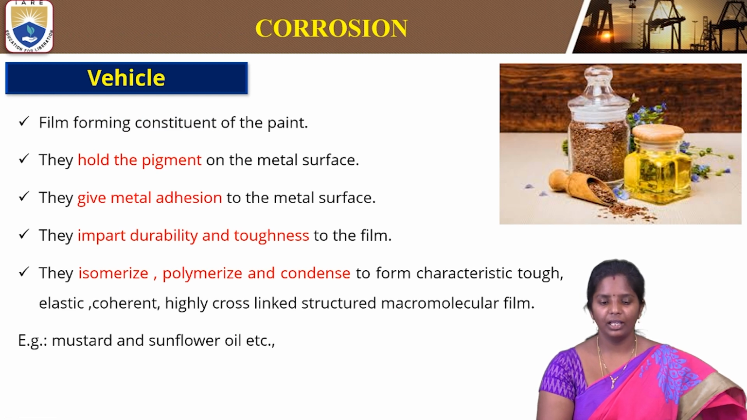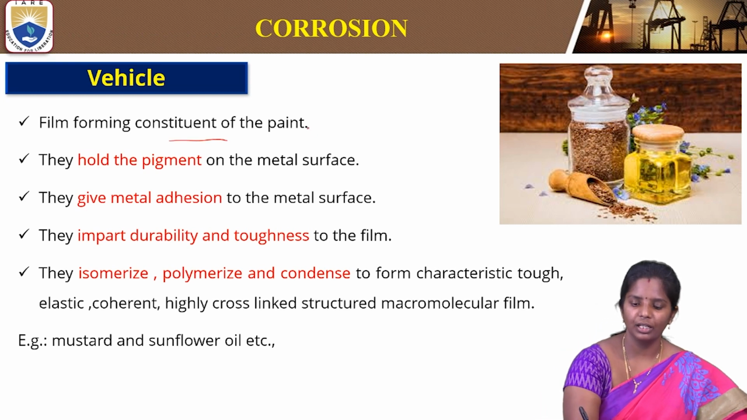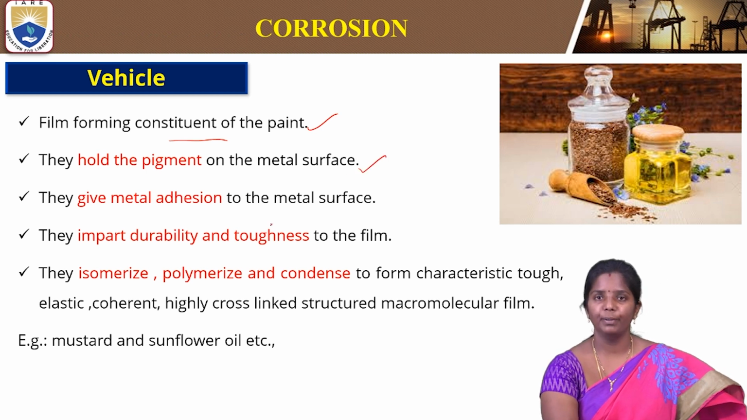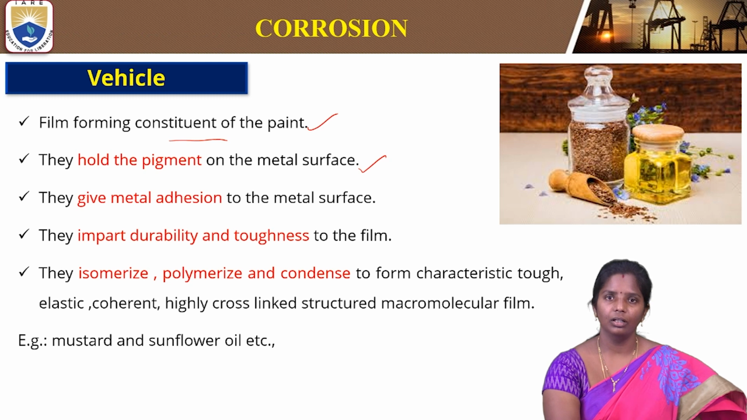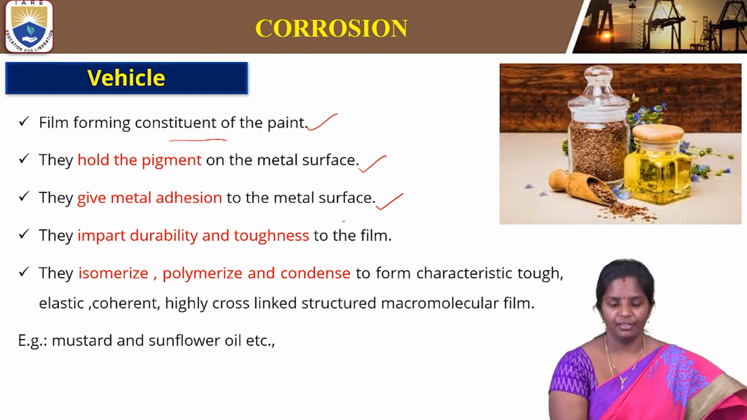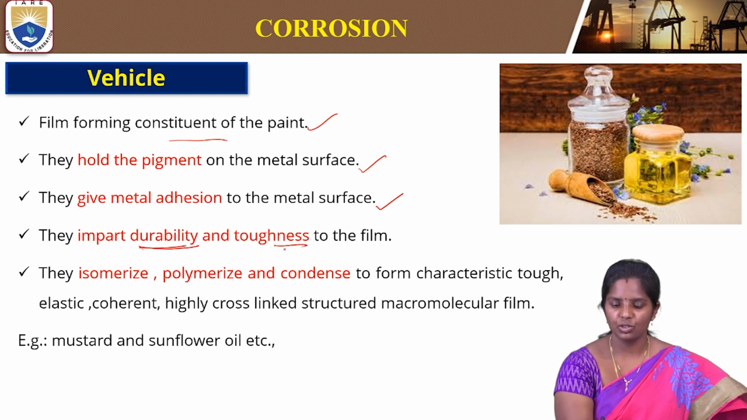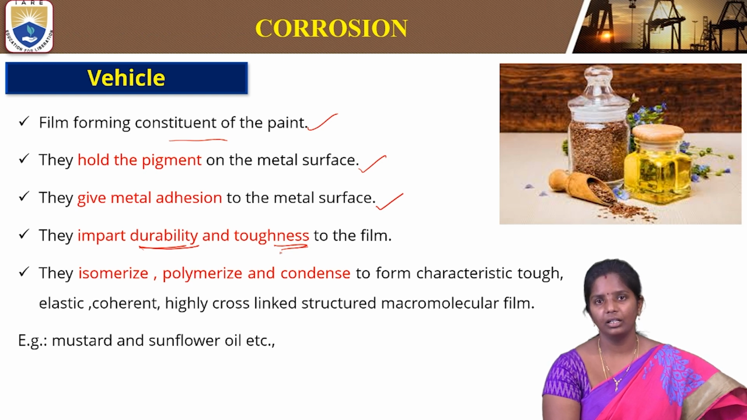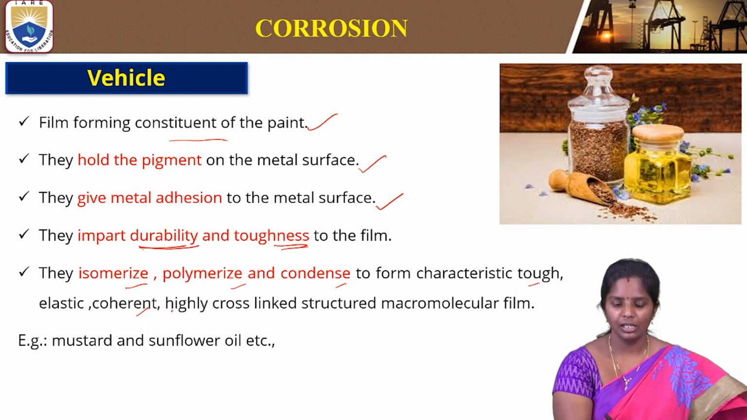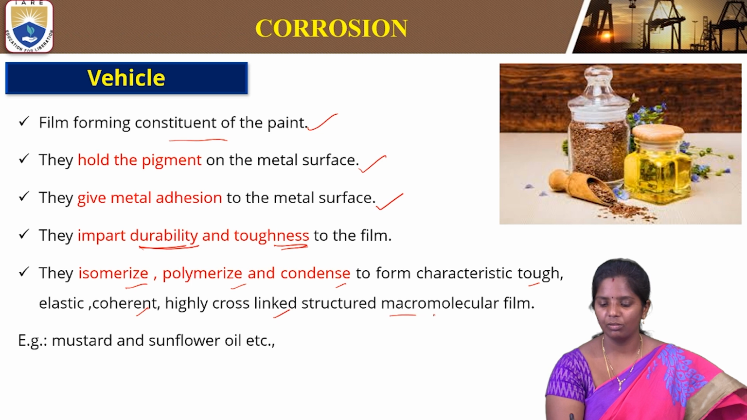Then there is the vehicle. What is the vehicle? It is used for coating this paint. The film forming constituent of the paint is the vehicle, like oils. They hold the pigment on the metal surface. This helps in holding the pigment or the paint onto the metal surface that we are coating. So they give adhesion to the metal surface and impart durability and toughness to the film. When it has more adherence, it will give toughness and durability to that film. They isomerize, polymerize and condense to form characteristic tough, elastic, coherent and highly cross-linked structures or macromolecular film.